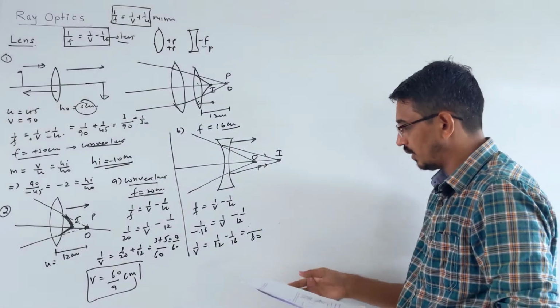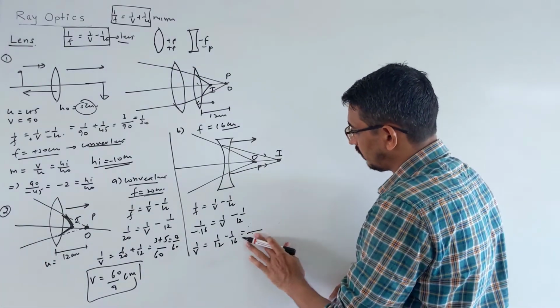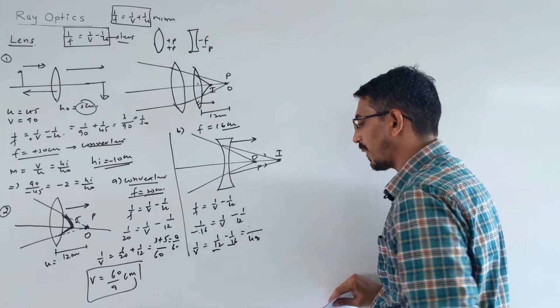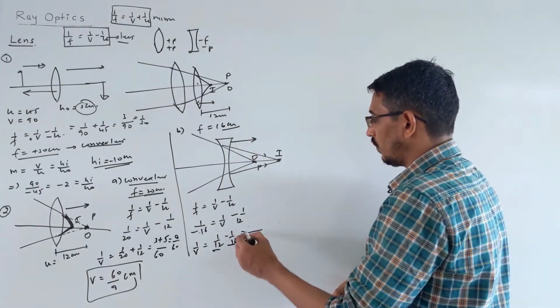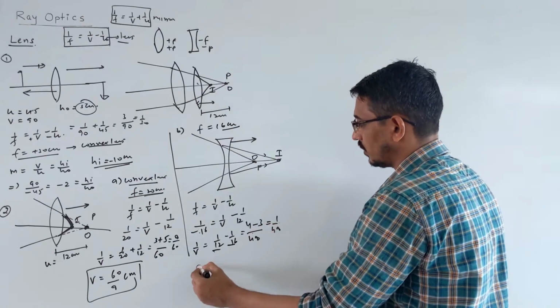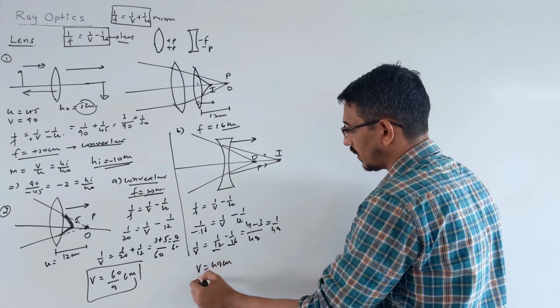Why am I taking 80? The LCM of 12 and 16 is 48, so you can take 48, that's easy. 4 times 16 goes 3 times, so 1 by 48. Also v is coming 48. That's your correct answer.